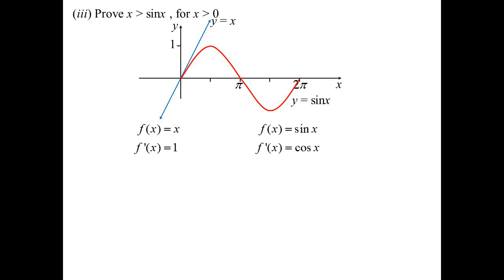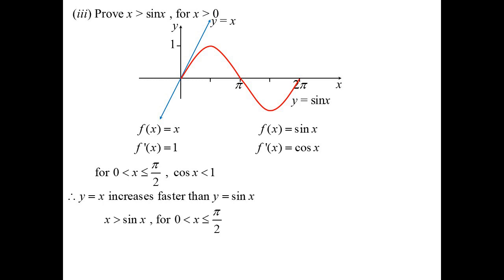Okay. Now let's look at sine x. The derivative of sine x is cos x. Well, between 0 and pi on 2, so I'm just interested in that section there, I know that cos x is always less than 1. So what that's telling me is the slope of the curve is always less than the slope of the line, i.e. the line is rising quicker than the curve. Now, if they start at the same point and the line is rising quicker, then the line has always got to be above the curve.